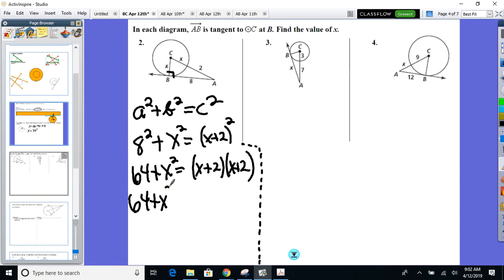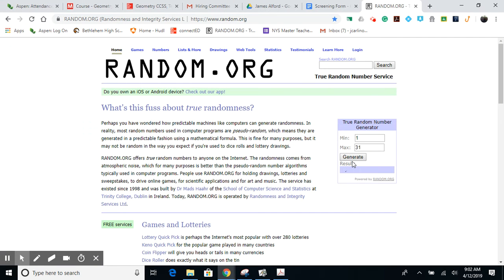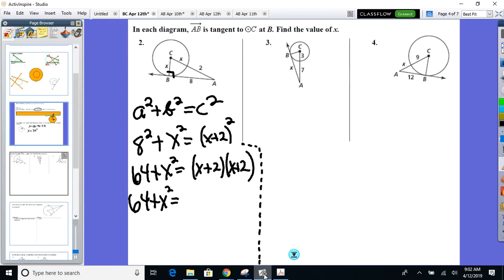64 plus x squared equals... Let me know what you end up with there when you're ready. 20 when you're ready. Got it.